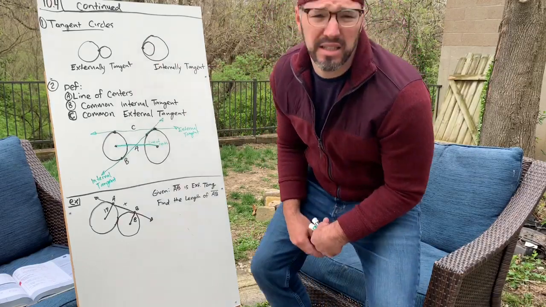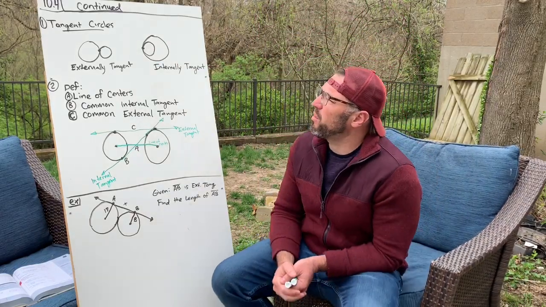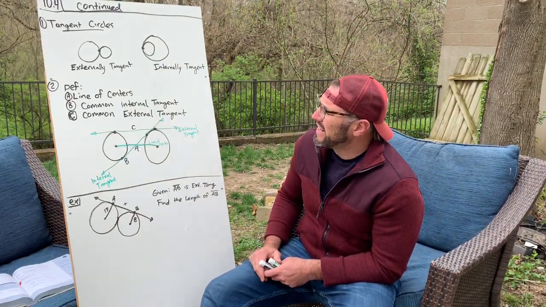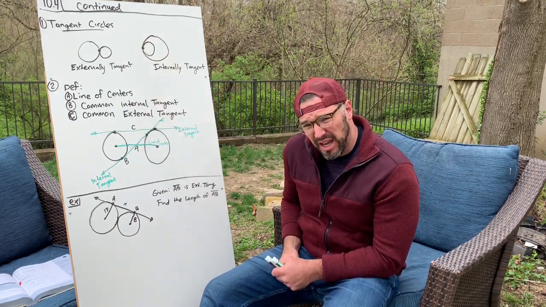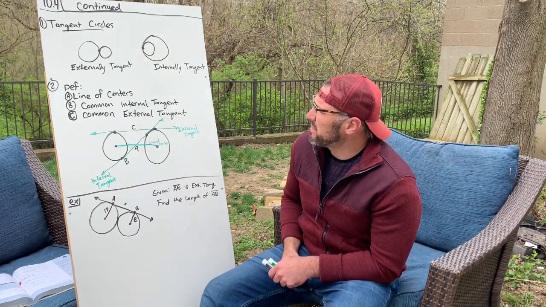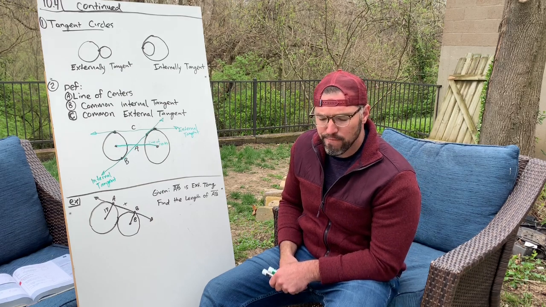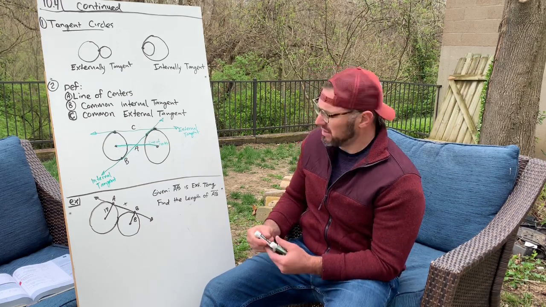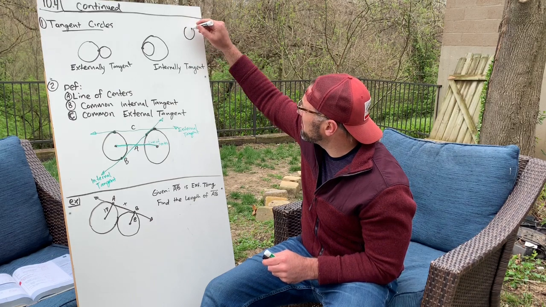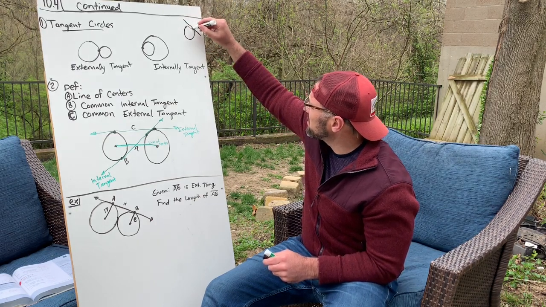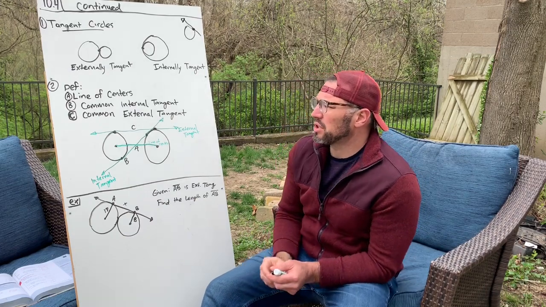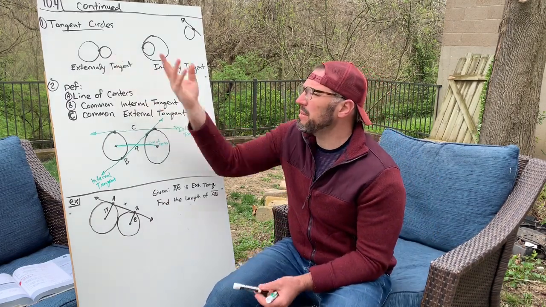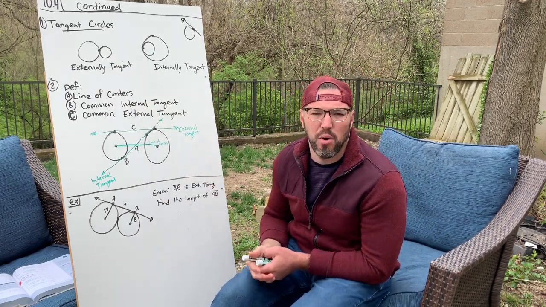All right. This lesson is just a continuation of 10.4. Couple definitions for you. Circles can be tangent as well. Remember, a tangent line is just a line that touches the circle in one spot, right? So if this was a tangent line, it would just touch the circle at one point. So if circles are tangent, that means they just touch each other at one point.